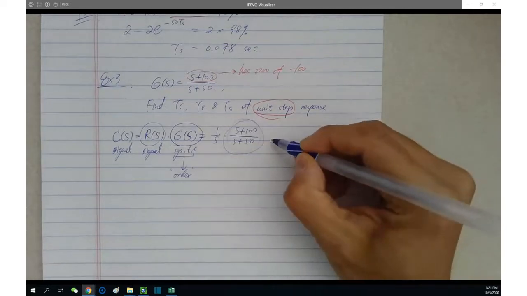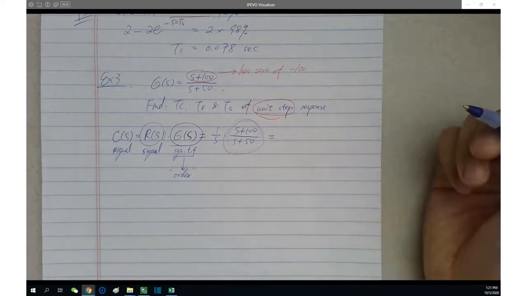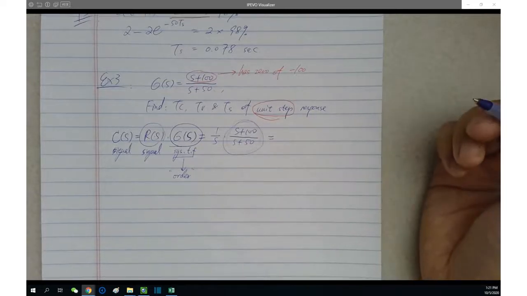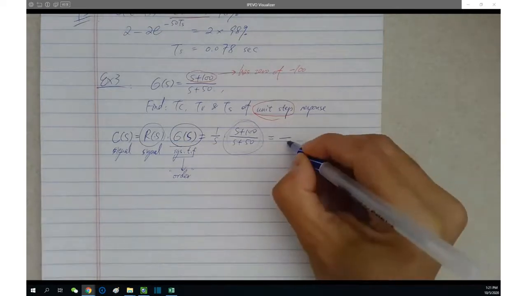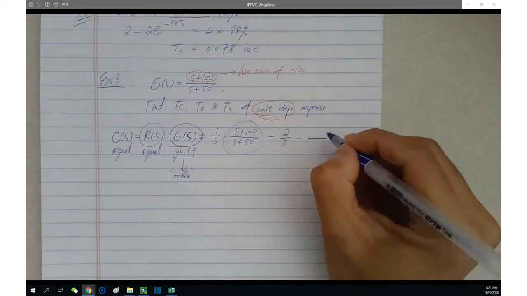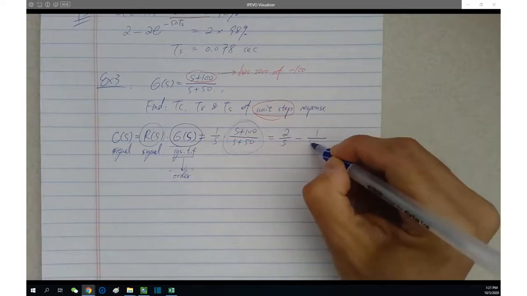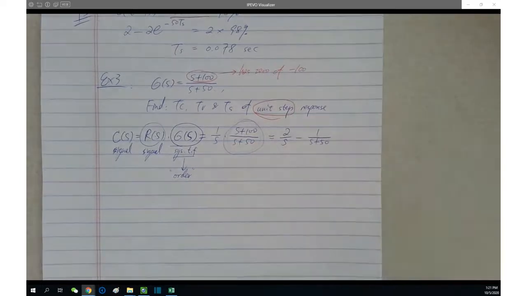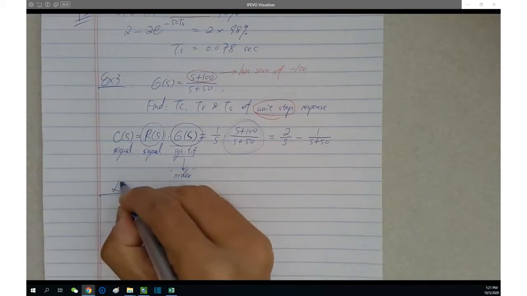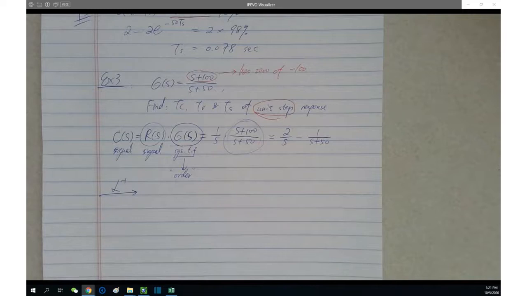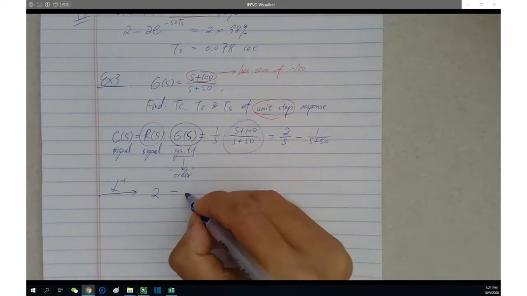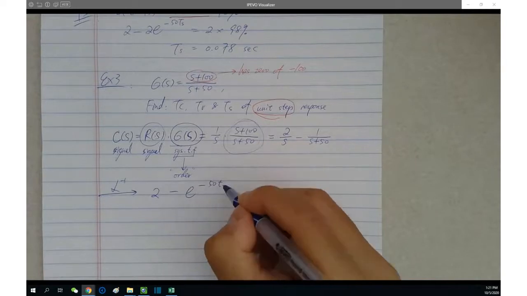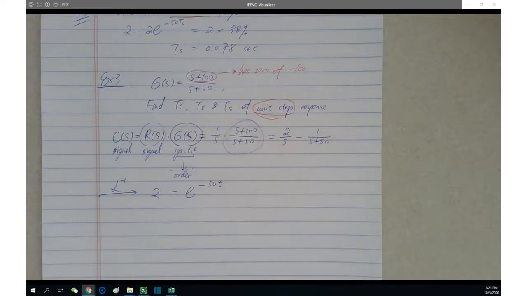Here we are applying partial fractions further. Skipping the middle step, we end up with this. This is the partial fraction result. From here, we apply the inverse Laplace transform and end up with this. This is what we did in example two as well.